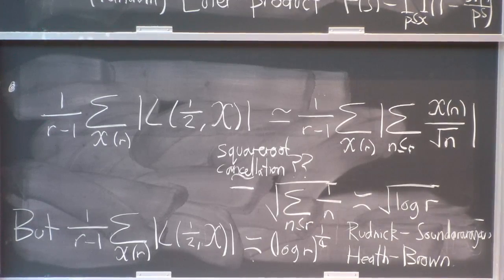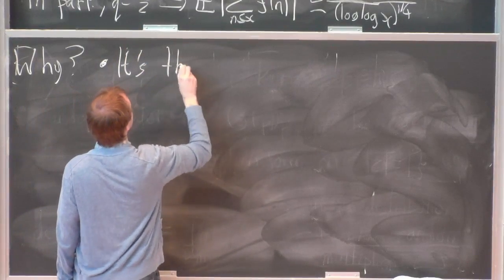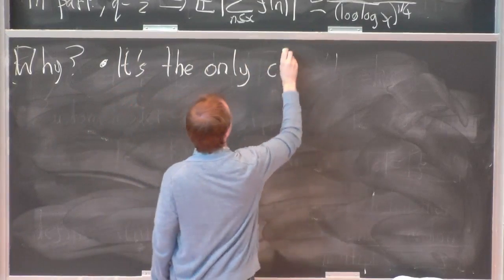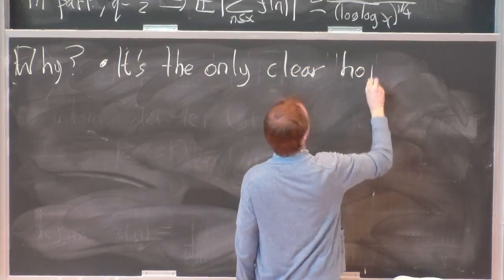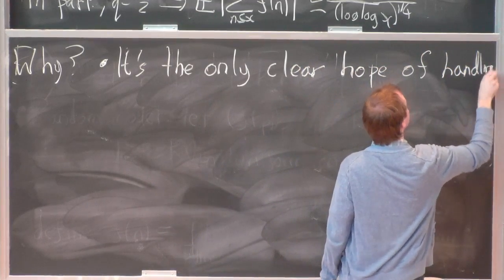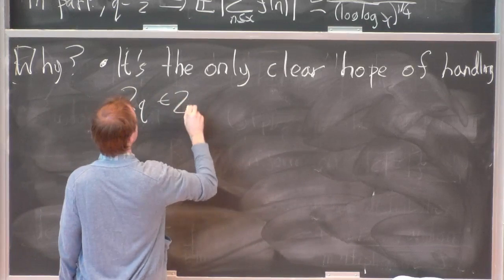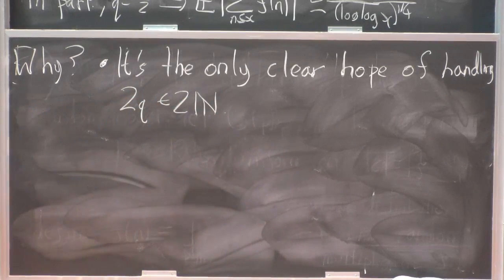Why do I want to do that? Well, actually, there are lots of reasons. So first of all, it's the only clear hope of handling the case, which here is the only case I'm interested in, where 2q isn't twice a natural number. If the exponent is twice a natural number, I can expand the square and hope to do something. If the exponent isn't twice a natural number, I can't do that, so it's much less clear how to proceed.